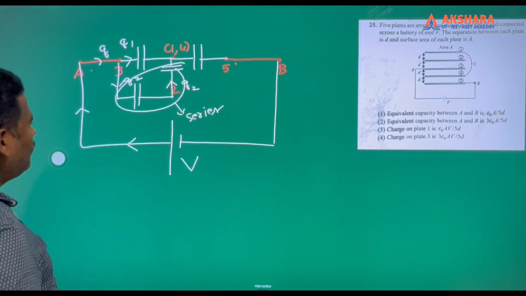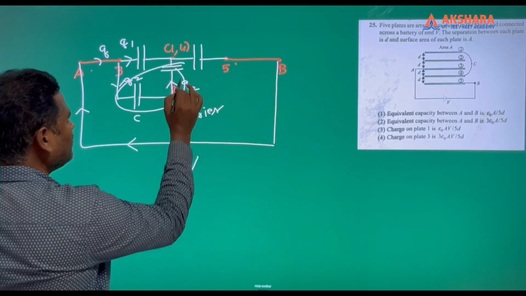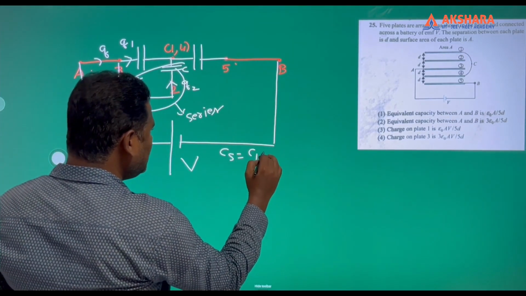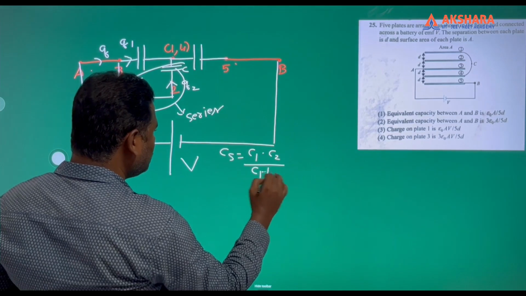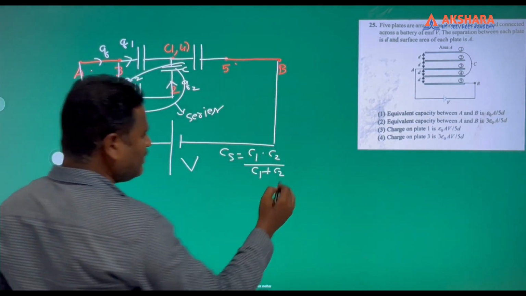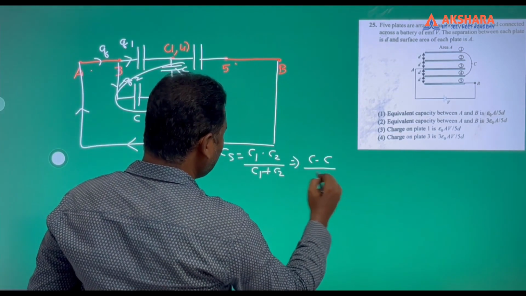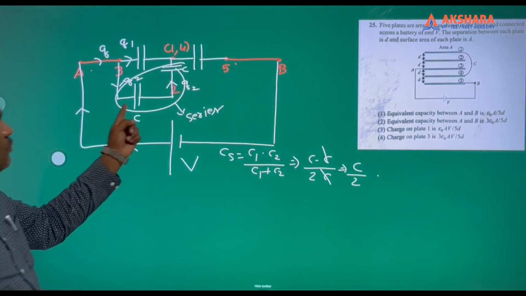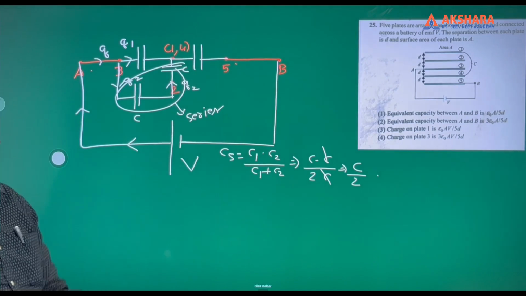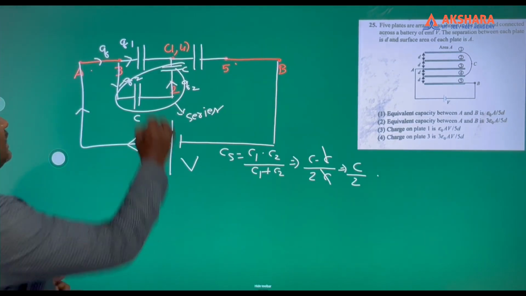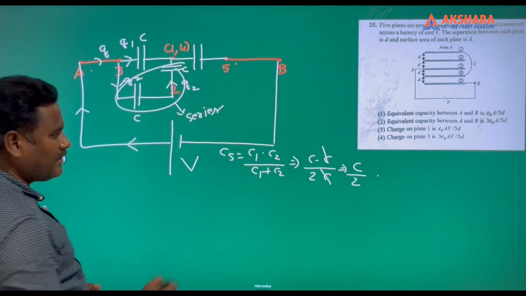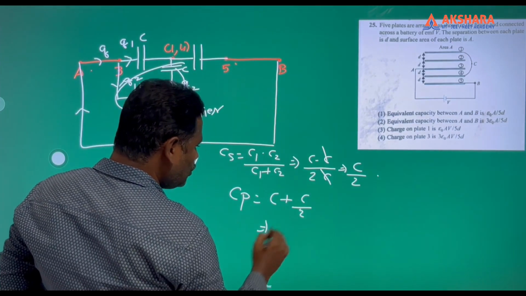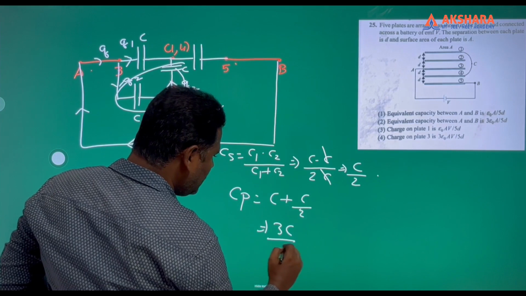Now you see this is our C, this is our C. If two are in series combination, we know the formula for series, C1 into C2 divided by C1 plus C2. That works out to be C into C divided by 2C, so it is C by 2. So these two capacitors' equivalent capacitance is C by 2. This C by 2 and this C are in parallel. Therefore, Cp is equal to C plus C by 2, which is 2C plus C, 3C by 2.